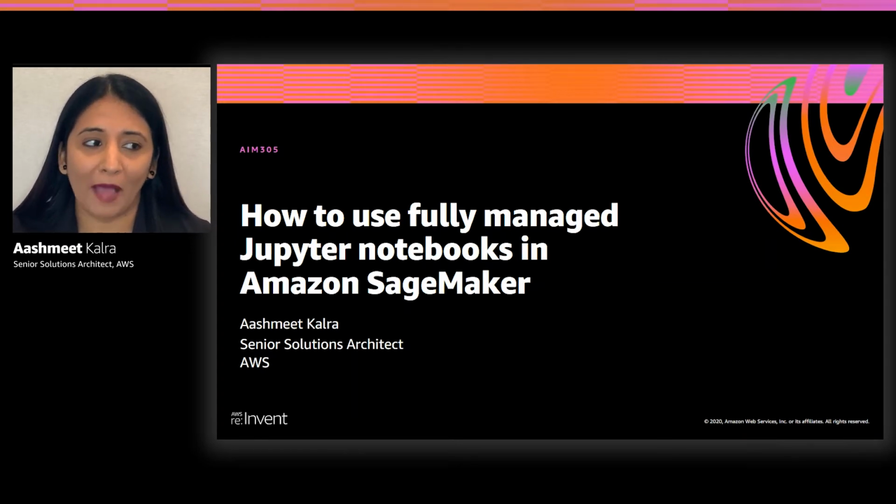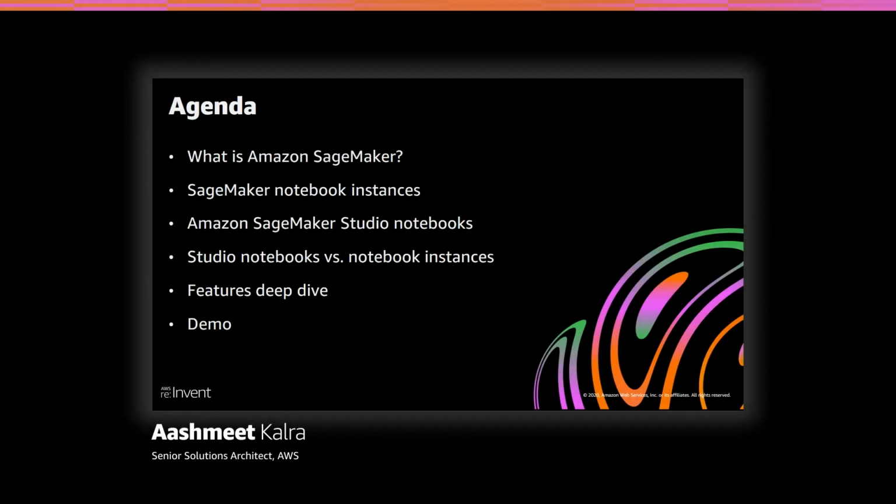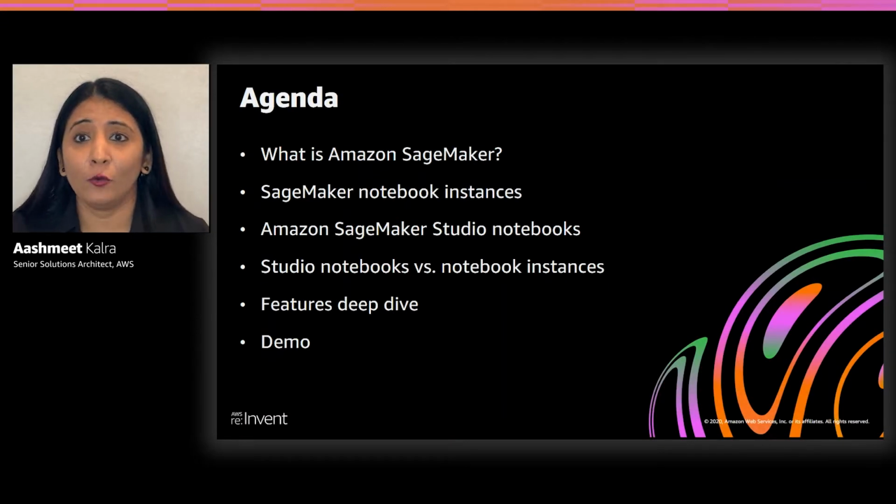Today, I'm going to talk about how to use fully managed Jupyter notebooks in Amazon SageMaker. Today, we are going to cover the following topics. We're going to start talking about what is Amazon SageMaker and then look at what are notebook instances. Then we'll further dive into Studio environment and Amazon SageMaker Studio notebooks and understand the difference between notebook instances and Studio notebooks. Moving on, we'll look at some of the core features and understand how they enhance the productivity of data scientists, followed by a demo.